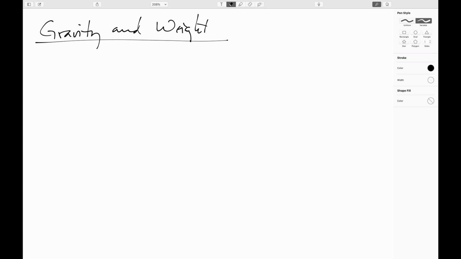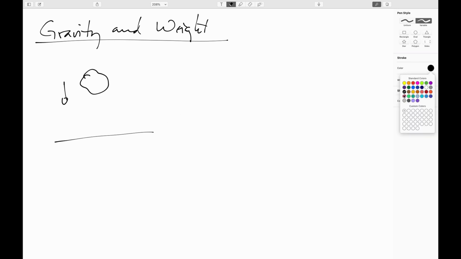So far in this series, we've taken a look at Newton's laws of motion and did a bit of an exploration on the difference between gravitational and inertial mass. I want to follow up on that last bit just a bit more to talk a bit more about the distinction between gravity and weight.